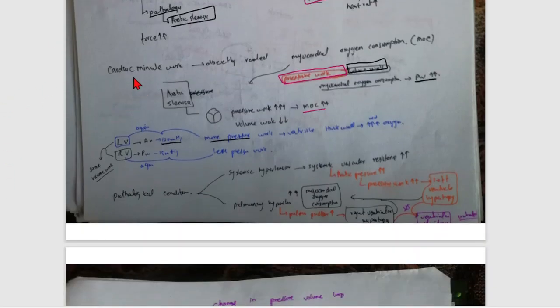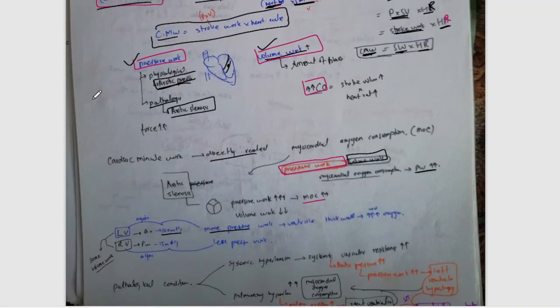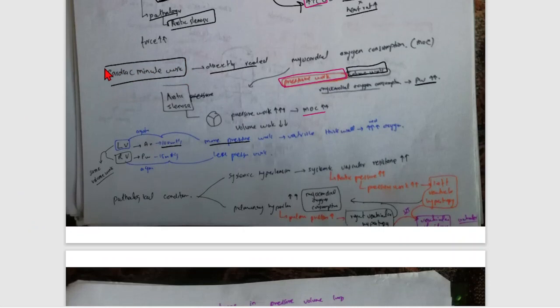So one is cardiac minute work. Now let's come here. Another is volume work, the amount of blood. Cardiac output is equal to stroke volume multiplied by heart rate, so volume work is related to cardiac output. Cardiac minute work is directly related to myocardial oxygen consumption, because myocardium uses oxygen, so the tissue that does more work uses more oxygen. If the cardiac minute work is more, they use more oxygen.